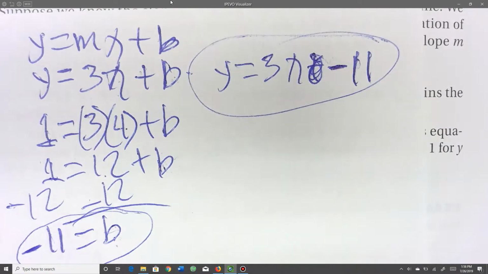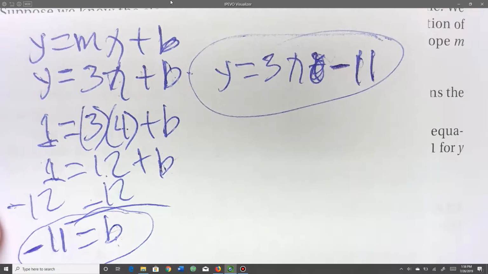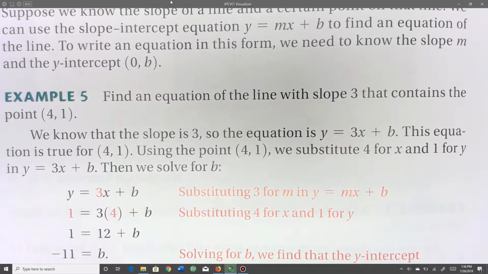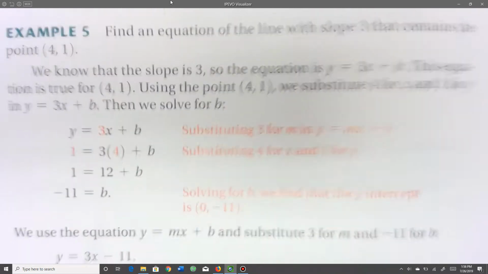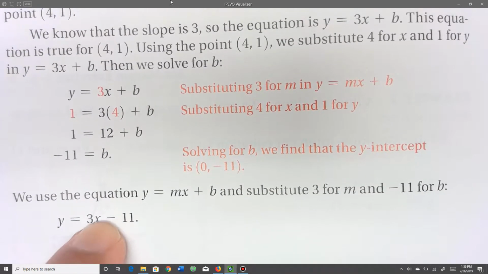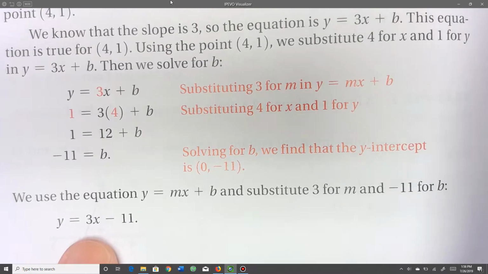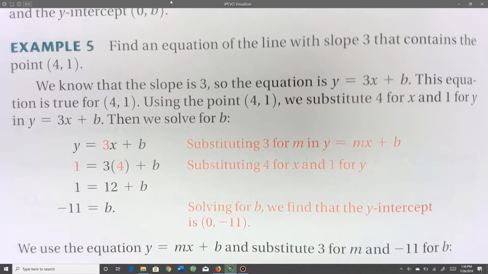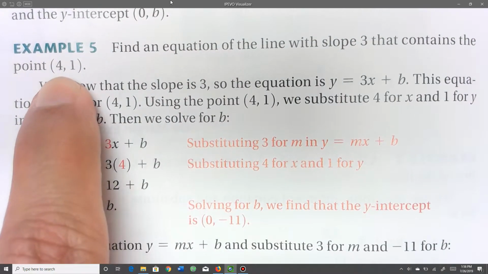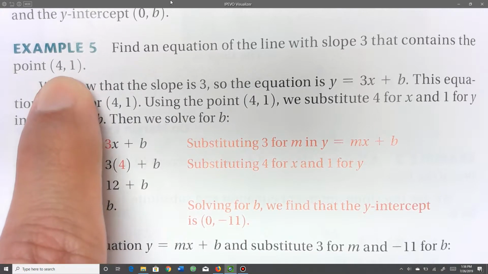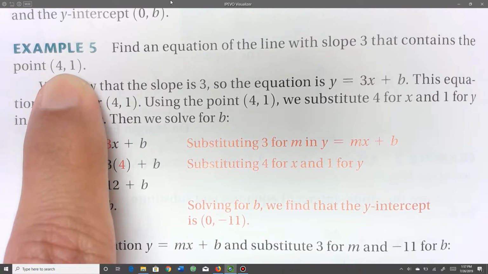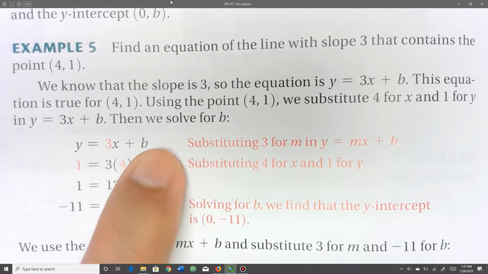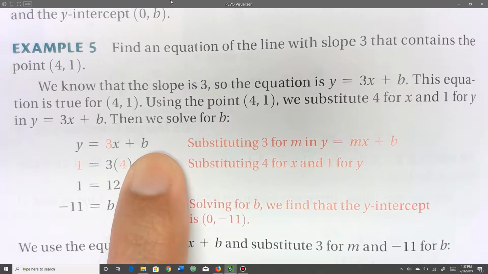y equals 3x minus 11 is my equation. And yes, indeed it is. That's how you would get the equation when they give you the slope and just one point that is not the y-intercept. Now if they give you the y-intercept, that's easy, because you can substitute in there for the b, and you're done.